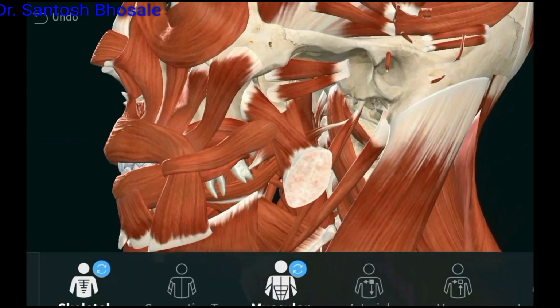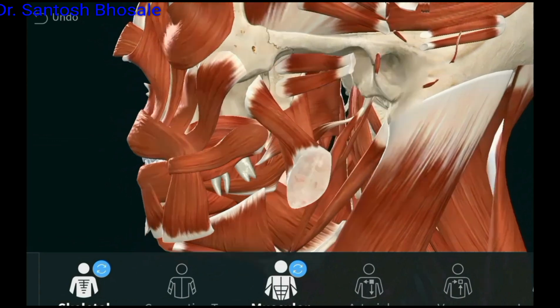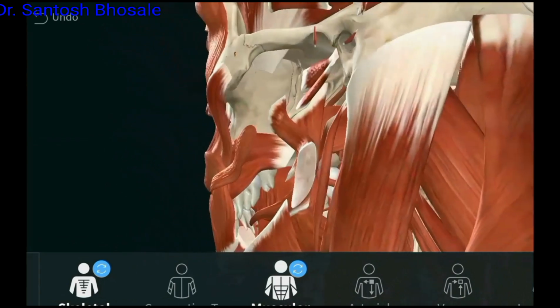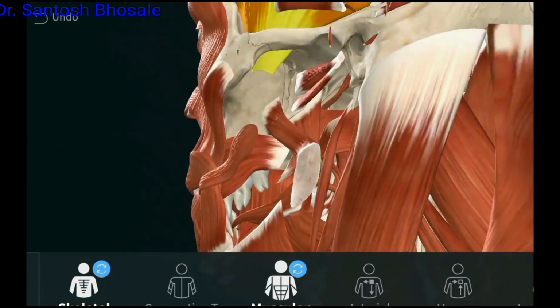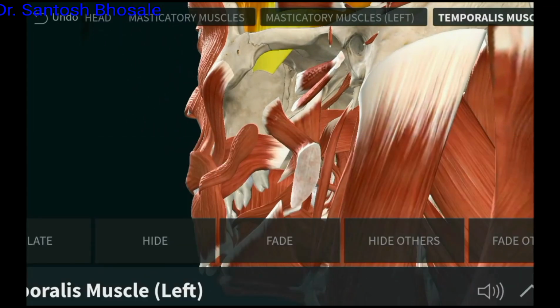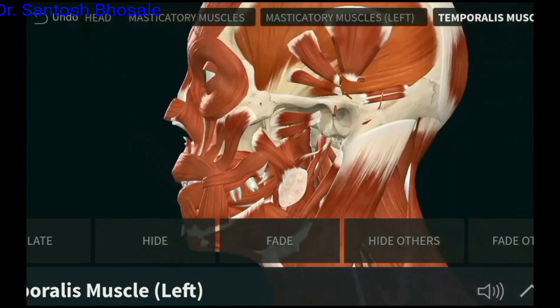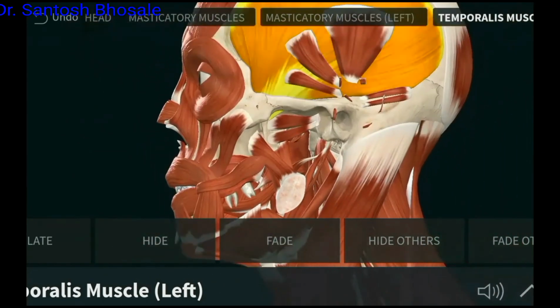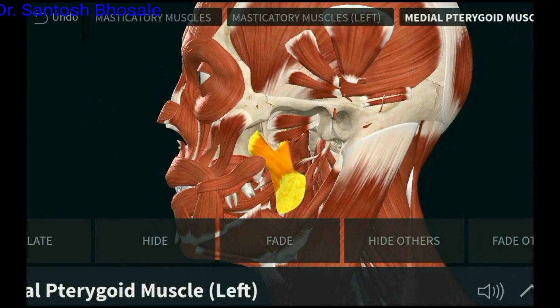You can see there. So coming to the contents here, if you go like this, you will see the tendon of temporalis there. That is the tendon of temporalis coming medial to the zygomatic arch. We have removed this ramus of the mandible, and you can see the temporalis outline is there coming from the floor of the temporal fossa and temporal fascia. Anterior fibers vertical, posterior fibers horizontal, and this is the medial pterygoid, a vertically aligned muscle.